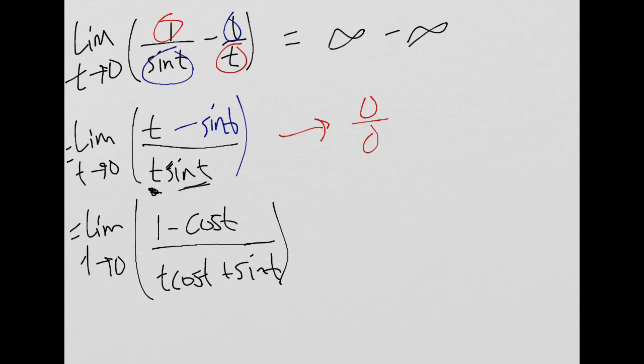Now, I try to plug it in. When I plug in 0, I get cosine of 0, which is 1, which gives me 1 minus 1. So I get that this goes to 0 over something. If I get a non-zero number in the bottom, like 7, 8, 10, whatever, then I know that the limit is 0, because it'll be 0 over something other than 0. But unfortunately, when I plug in t equal to 0, I get 0 times cosine t, which is 0, and then sine t, well, that's 0. So I get 0 plus 0, which is, again, 0.